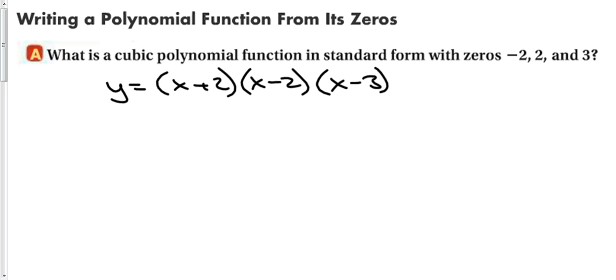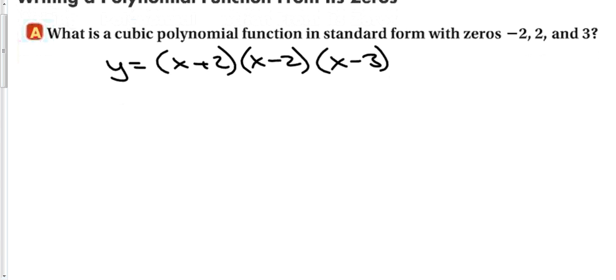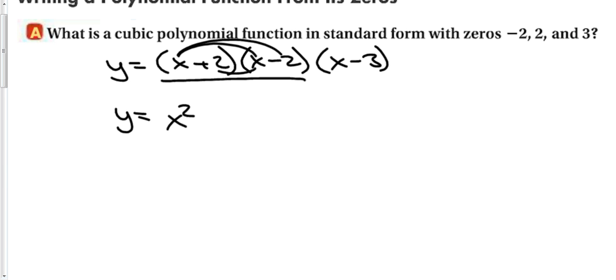Well, I'm going to start with these two because I should remember from factoring quadratics that those are going to produce the difference of perfect squares. Or I could FOIL this. X times x gives me x squared minus 2x plus 2x, which are going to cancel out, and then minus 4, which I should recognize as the difference of squares. And then I'm going to have to multiply this by x minus 3.